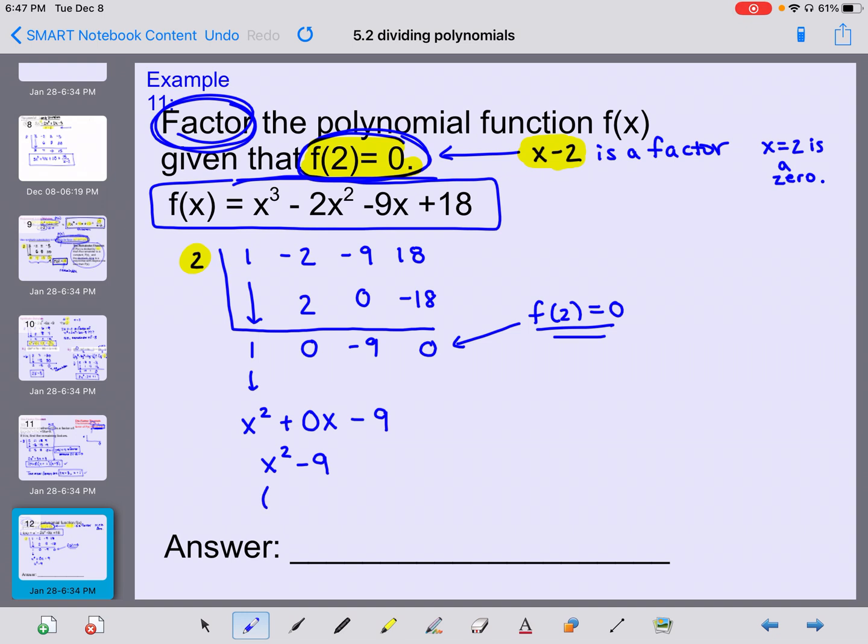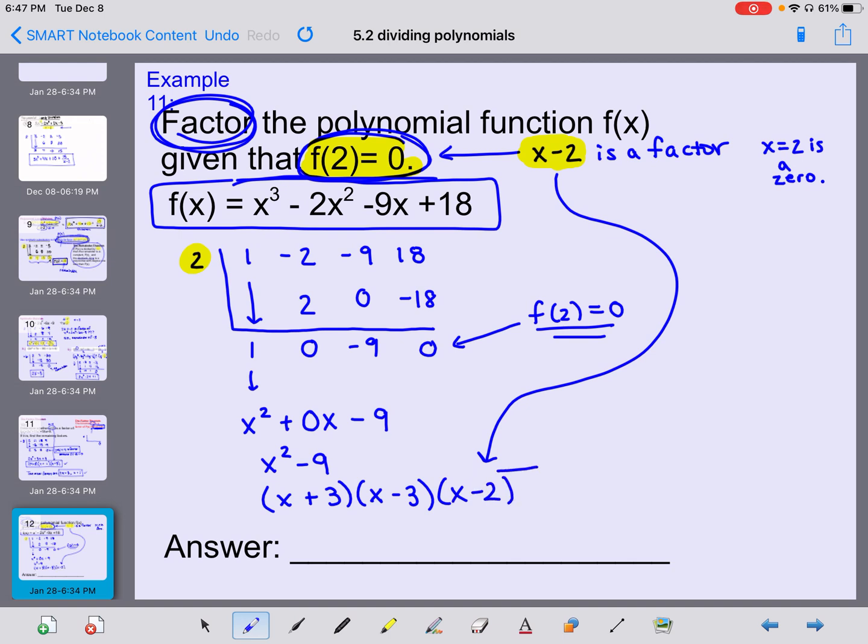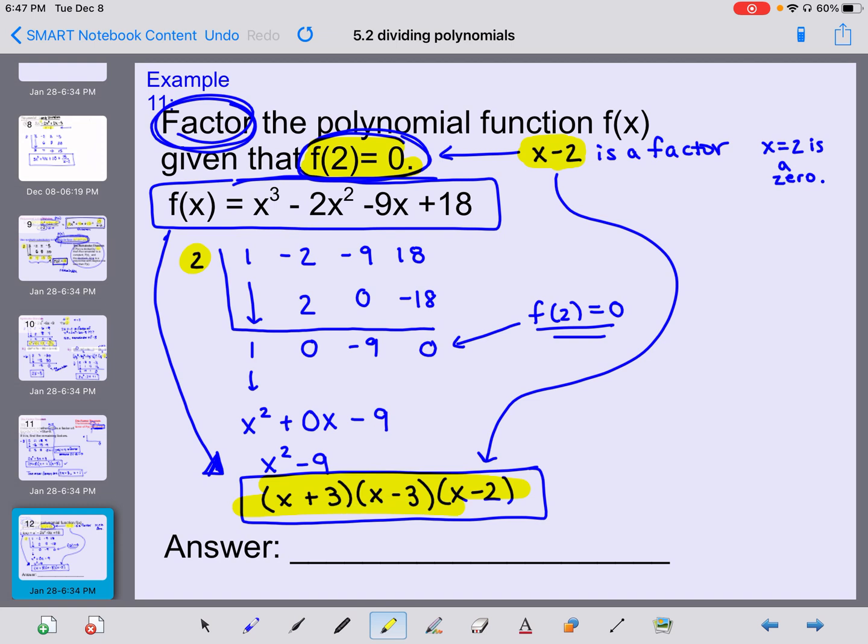X squared minus 9, I can factor that as a difference of 2 squares. And now, this is the thing people forget. Don't forget to bring that x minus 2 down into your final answer. So this f of x function factors to make this x plus 3, x minus 3, x minus 2 answer, okay? If you want to try it with the grouping method, you can go ahead and do that now. Take f of x and factor it with the grouping method. You would get the same exact final answer. This is my final answer.